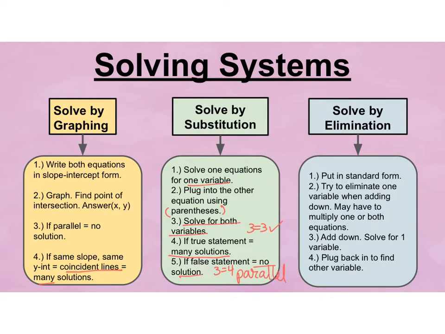And our third method is solving by elimination. These should be put into standard form. If you remember that, that's ax plus by equals c. And we're going to try to eliminate one variable when we add down. You may have to multiply one or both of the equations to get them to add to 0. You're going to add down, solve for one variable, plug it back in, and find the other variable.